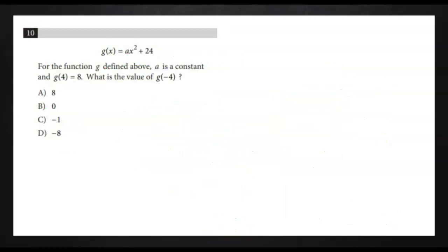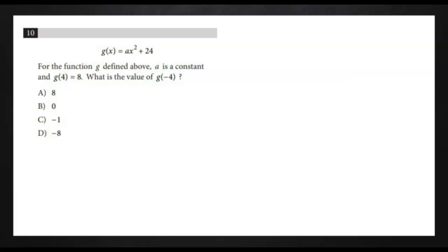Okay, so with this question, as you look at this function, you know that a is a constant, and we are told that g of 4 is equal to 8. And we want to find the value of g of negative 4.